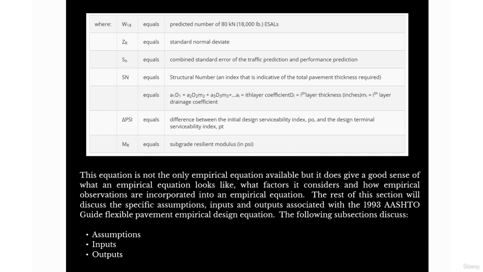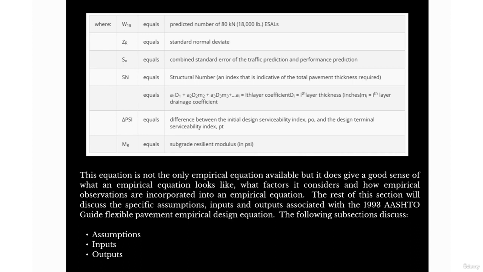The equation that I just showed you is not the only available equation, right? But it does give a good sense of what an empirical equation looks like, the factors it considers, and how empirical observations are incorporated into the empirical equation. The rest of this section will discuss the specific assumptions, inputs, and outputs associated with the design guidelines and the empirical equation. The following subsections will discuss the assumptions, the inputs, and the outputs you're supposed to get when you're designing empirically using the AASHTO 1993.